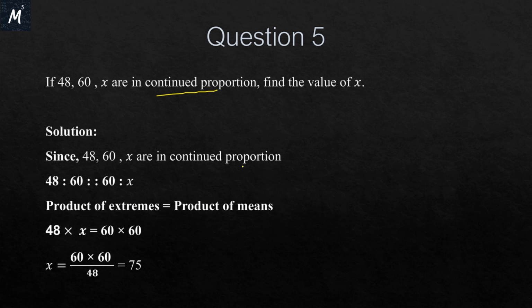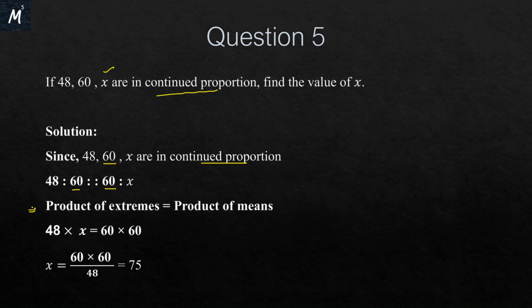Next type is on continued proportion. As I've told you before, continued proportion is the proportion when we have three numbers, and the important quality of continued proportion is that the middle number is written twice while writing in proportion form. So here we get 48 is to 60 as 60 is to x. The last term, the fourth one, is missing.